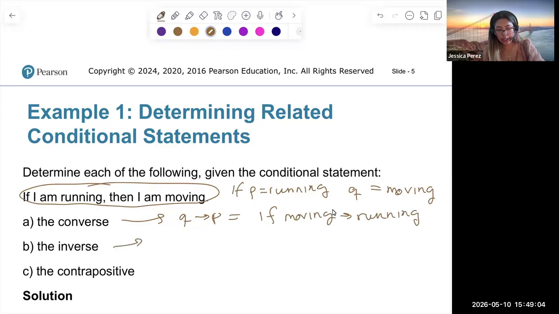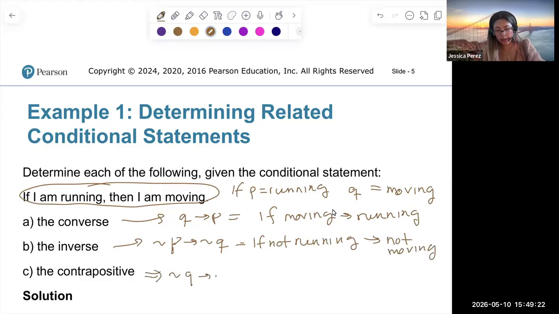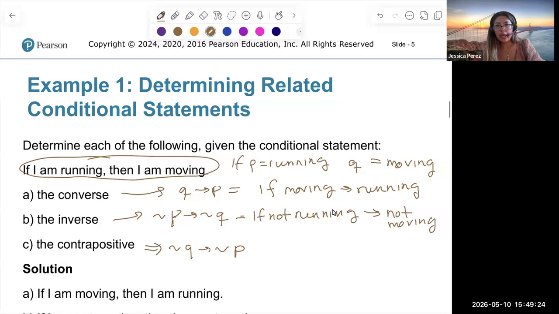The inverse is you're negating P and then you're negating Q. If I'm not running, then I'm not moving. And then the last one, the contrapositive, is not Q implies not P. That would say, if I'm not moving, then I am not running. If not moving, then not running.